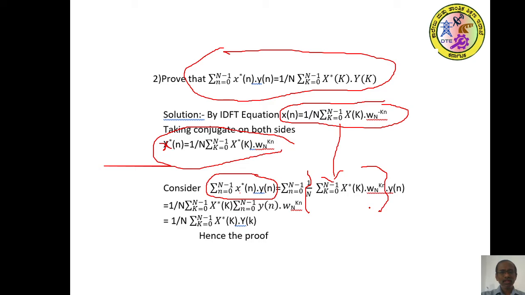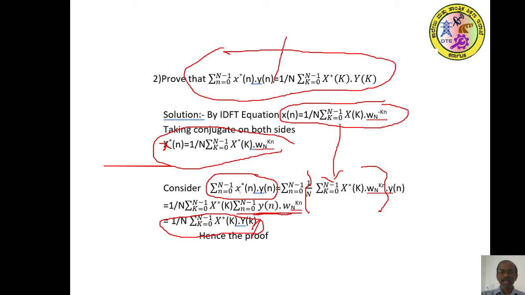Can we rearrange this complete formula? So 1 by n is there, summation k x star of k, interchange summations. From linearity property, I can rearrange the summations. So summation 0 to n minus 1 y of n into omega n power kn. This complete term looks like a DFT formula for y of n. So I'll write like this. Already outside 1 by n was waiting, summation k varying was waiting, x star of k is there. Now compare this with your right hand side, it is same. Hence the proof. Very simple concept.